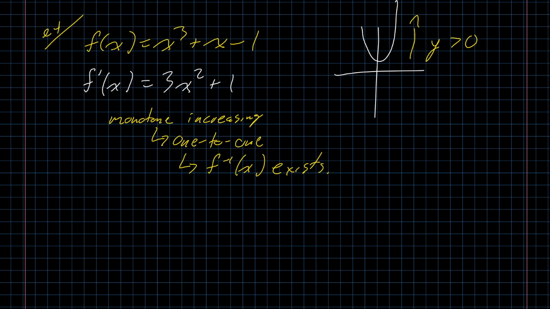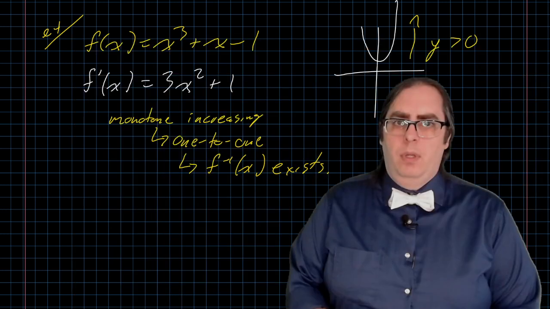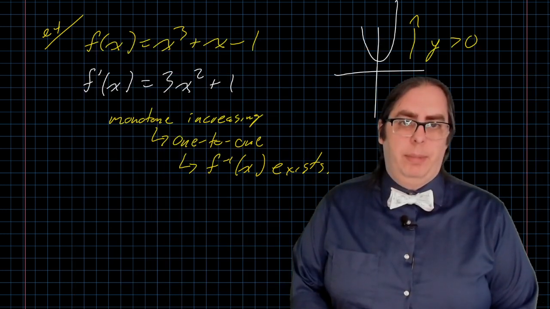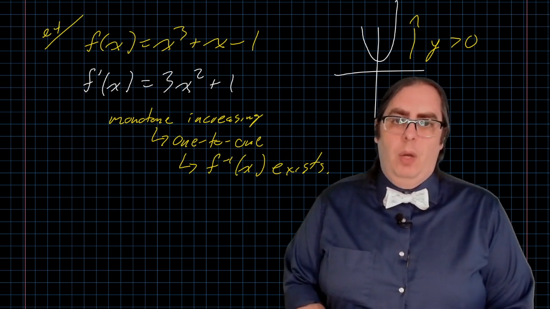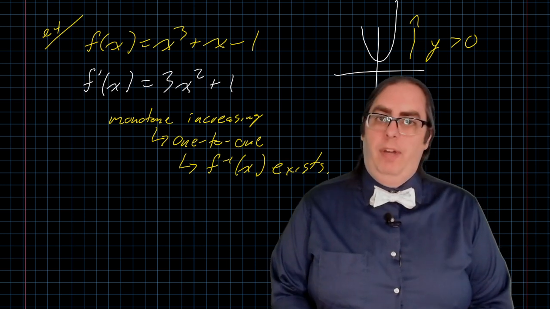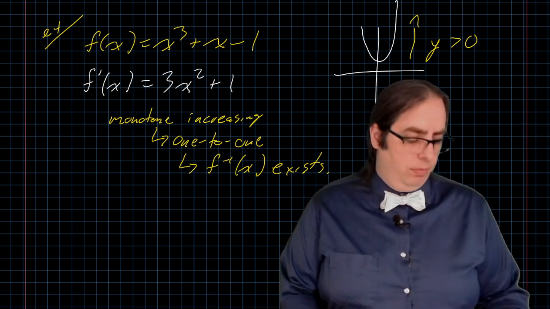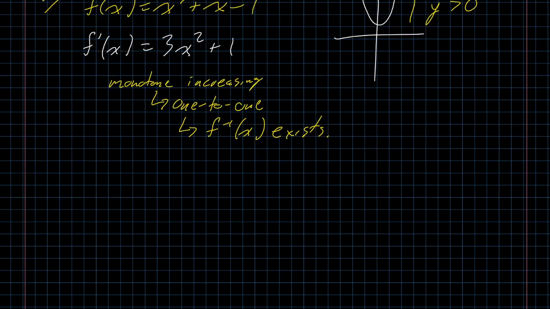And if the function is monotone increasing, it's one-to-one, and if it's one-to-one, then its inverse exists. Well, we still have a problem here, though. The inverse exists. How do we find it? Well, for that, we can use a couple of other tools of calculus. All right, so going off to the side a bit, we will revisit that function a little bit later.